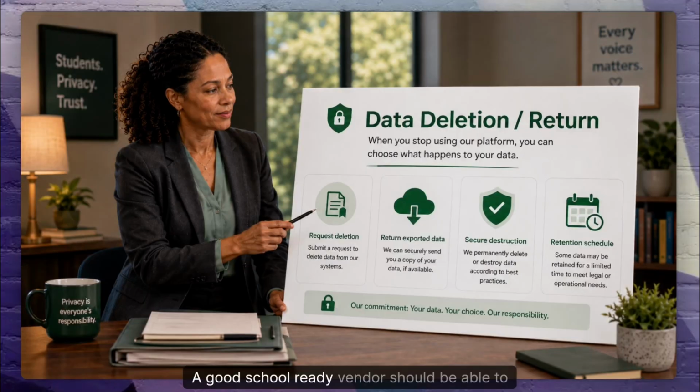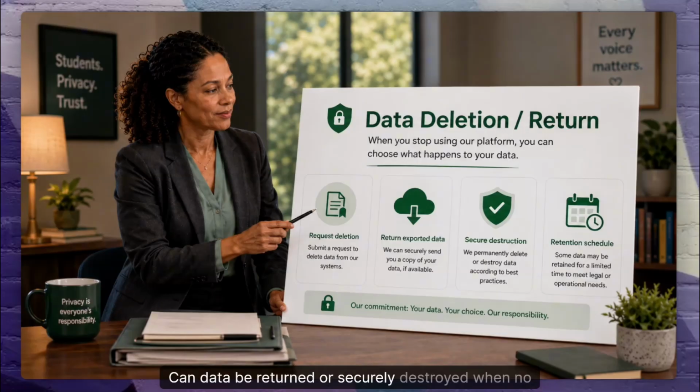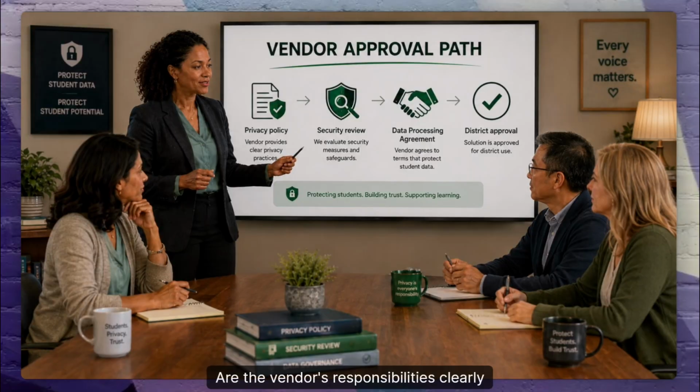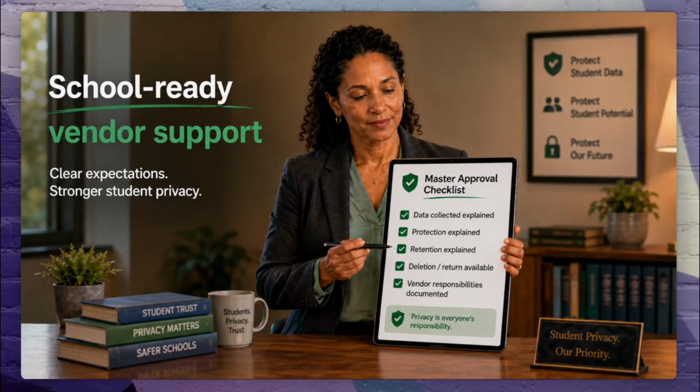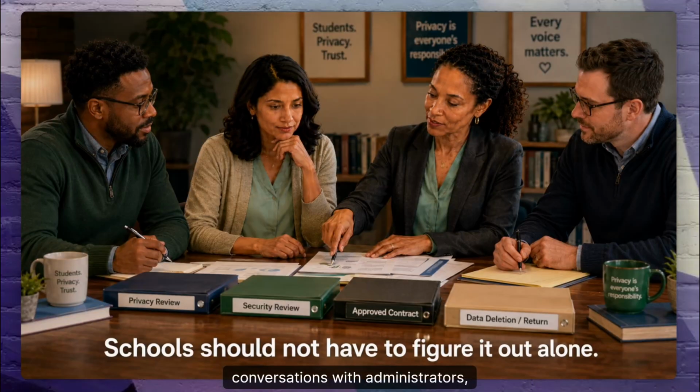A good school-ready vendor should be able to explain what data is collected, how it is protected, how long it is retained, and what happens when a school stops using the platform. Can the district request deletion of data? Can data be returned or securely destroyed when no longer needed? Are the vendor's responsibilities clearly documented? Teachers should not be left alone to figure this out. A school-ready AI grading platform should support conversations with administrators, technology teams, and privacy reviewers.